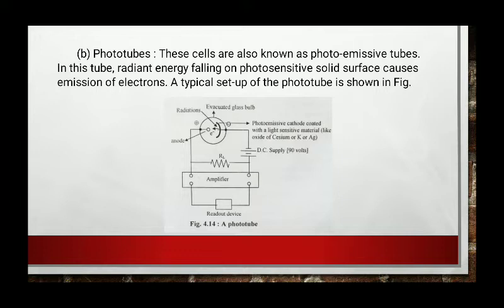The sensitivity of the phototube to the wavelength of incident light varies with the photoemissive material used in the tube. By changing this material, tube sensitivity to various regions of the spectrum from the UV to near IR can be obtained. Phototubes are more sensitive than photovoltaic cells.